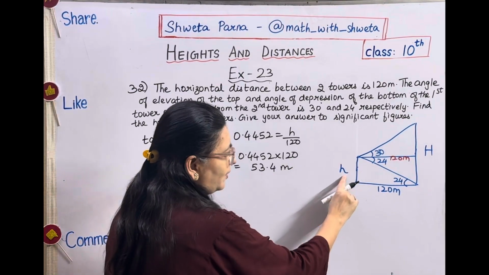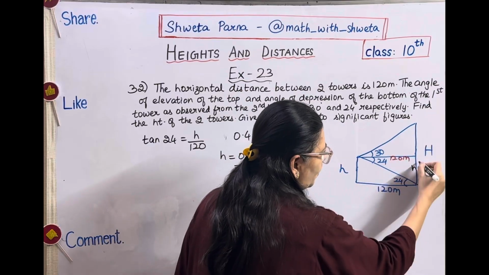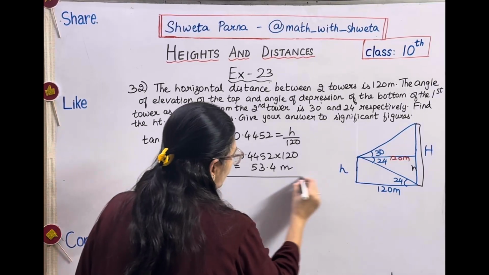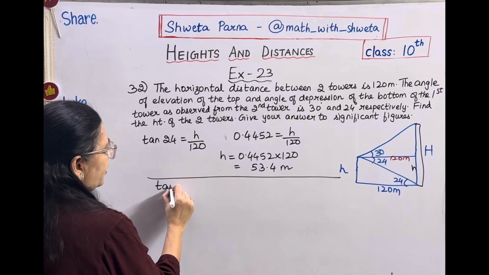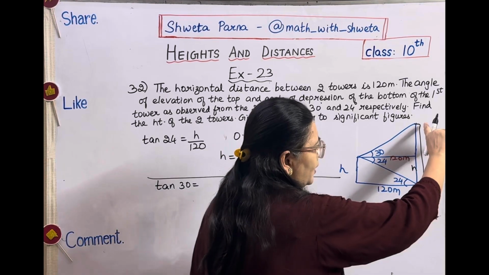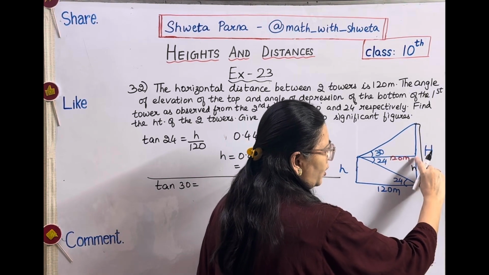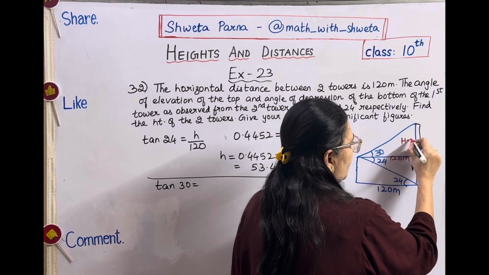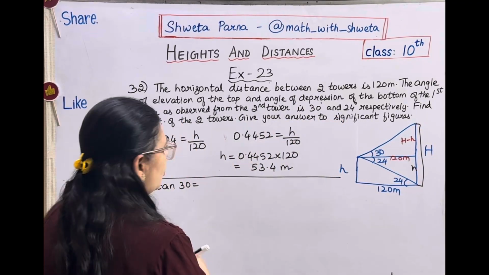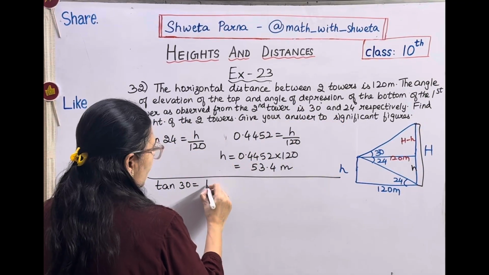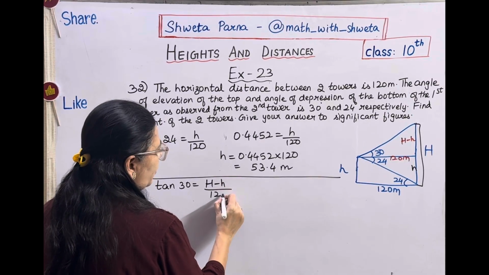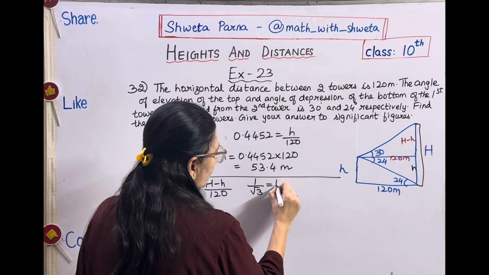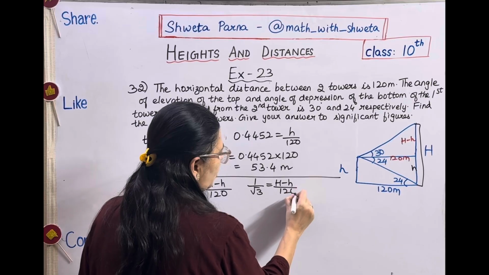This you got it. So if this is h, even this was h, you have to find a bigger h, the bigger height. Now this first part is done. Now let's do tan 30. Now if this entire thing is capital H and this is smaller h, so what would this be? This would be capital H minus small h, right? So this will become H minus h upon 120, the base. What is the value for tan 30? 1 upon root 3 is equal to H minus h upon 120.